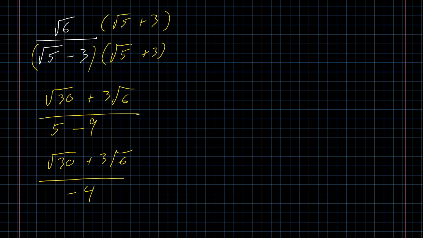This is one of those places where you're convinced that there has to be something else you can do, but actually that's it. That's the end of the story. Probably I would simplify this a little bit by bringing the negative in front. But yeah, 30 plus 3 root 6 all over 4, that's the best you can do.